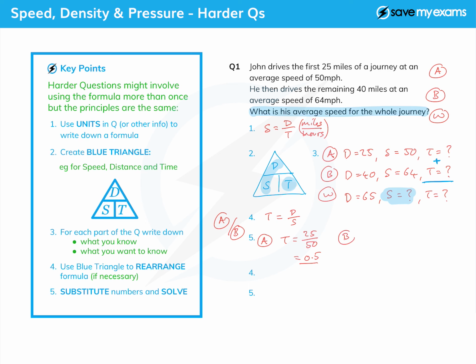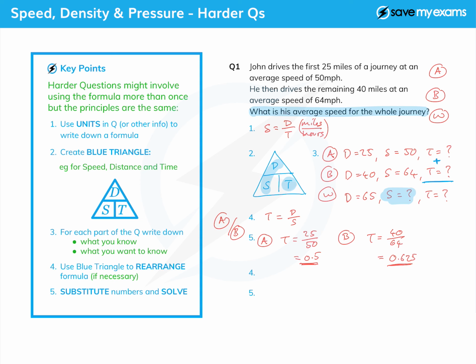And for part B, the time is the distance, which is 40 over 64, and that is, in fact, 0.625, or 5/8 of an hour, but 0.625. Right, that gives us the time for the whole journey, but just by adding 0.5 and 0.625 together. But we don't need to add them together yet. Let's do it in a minute.